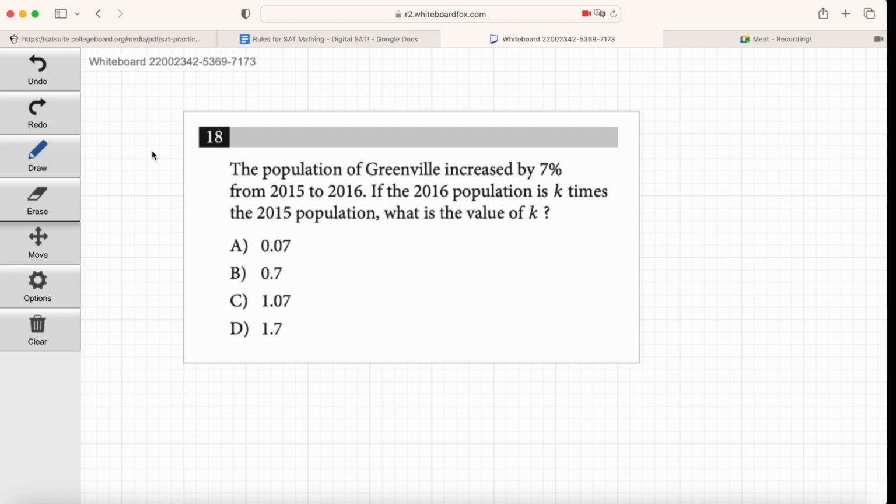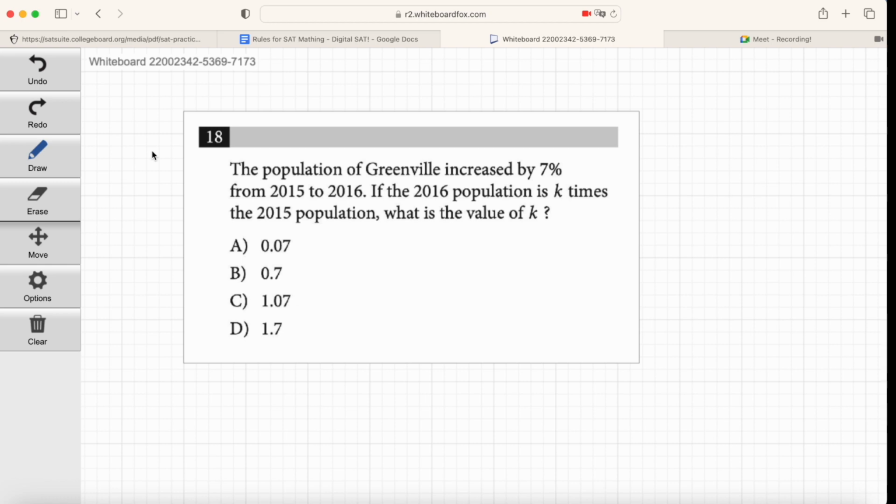The population of Greenville increases by 7% from 2015 to 2016. If the 2016 population is K times the 2015 population, what is the value of K? What are we solving for here, Tanner? The value of K. And K is the number of times, based on some term, times the 2015 population. We've got to figure out what that K value is.